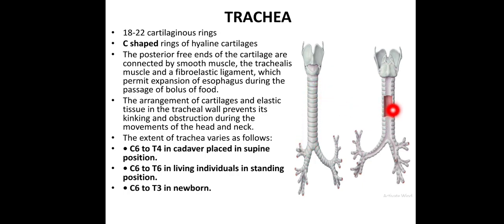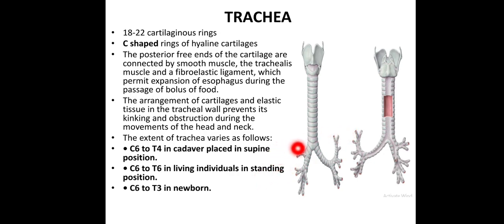The posterior free ends of the cartilage are connected by a smooth muscle which is known as the trachealis muscle. You can see here this is the trachealis muscle which fills this gap, and also a fibroelastic ligament which permits expansion of the esophagus during the passage of a bolus of food. The arrangement of cartilages and elastic tissue in the tracheal wall prevents its kinking and obstruction during the movement of head and neck.